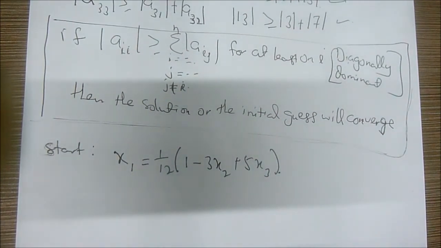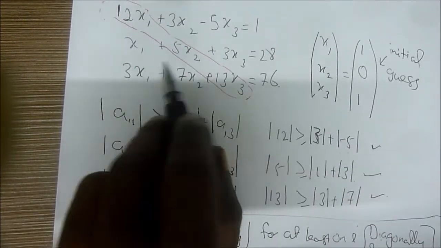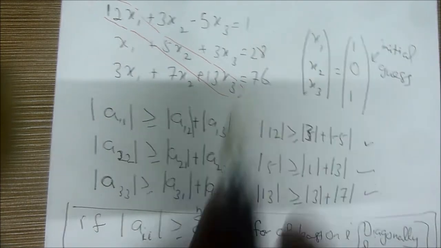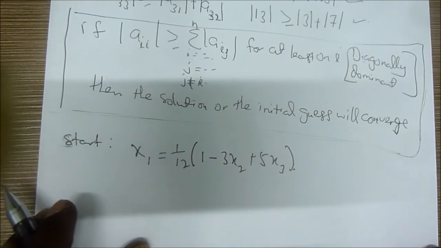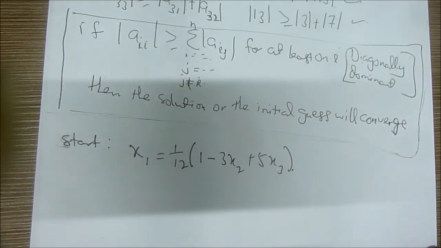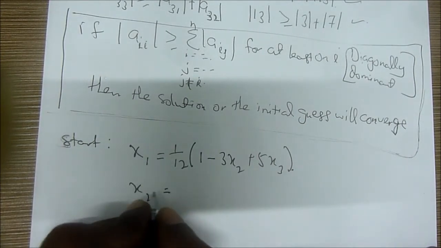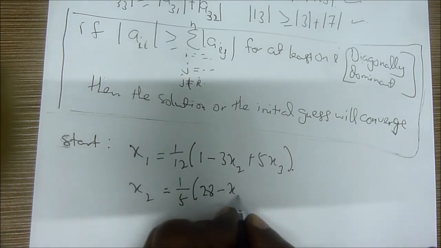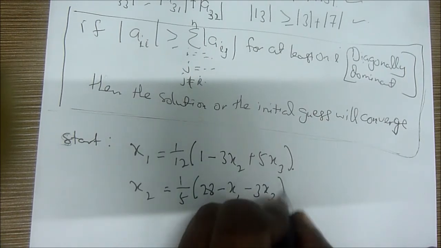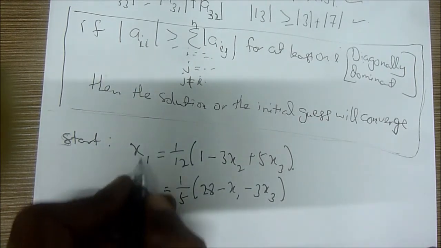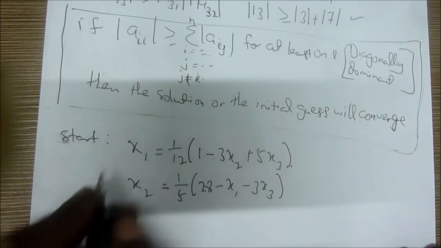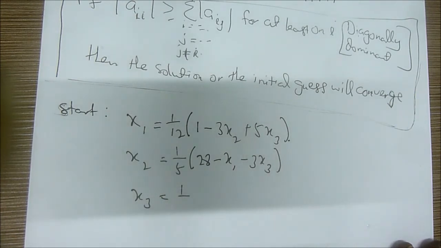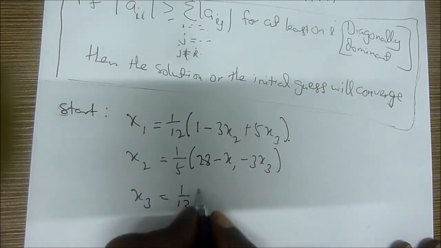In this particular case, you can start with x2. For example, if you want to choose x2, you bring the rest of the variables to the other side. When you do this, you will get x2 equals 1 over 5 times (28 minus x1 minus 3x3). This is the first round. Later I'll choose that as k1, k2 and k3. For x3, similarly, you need to do the same thing.